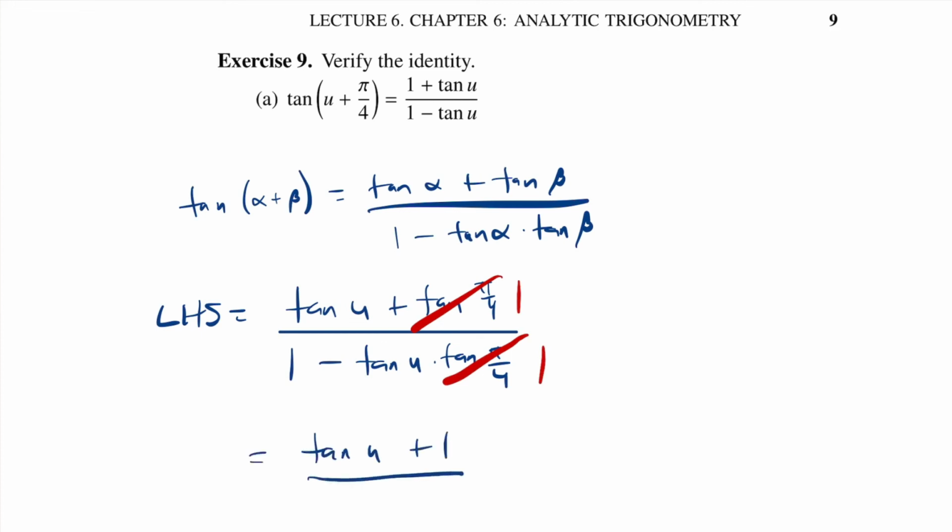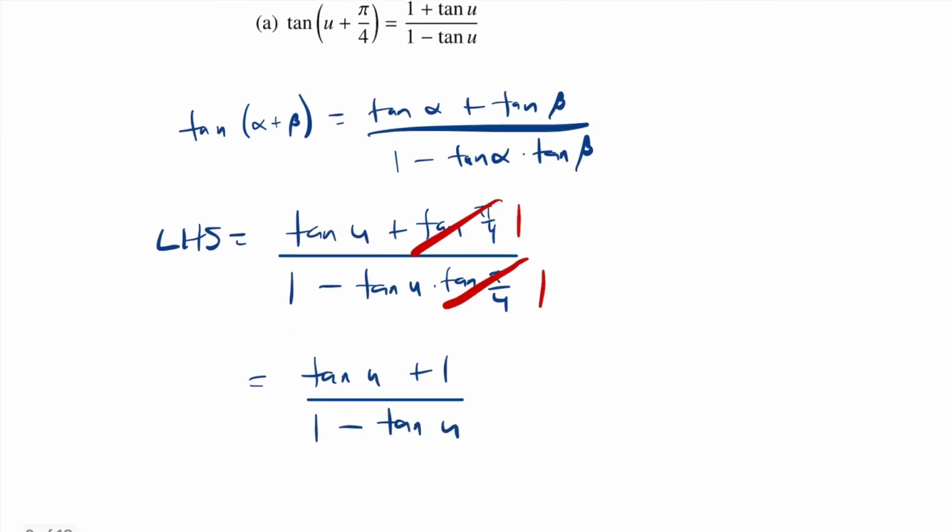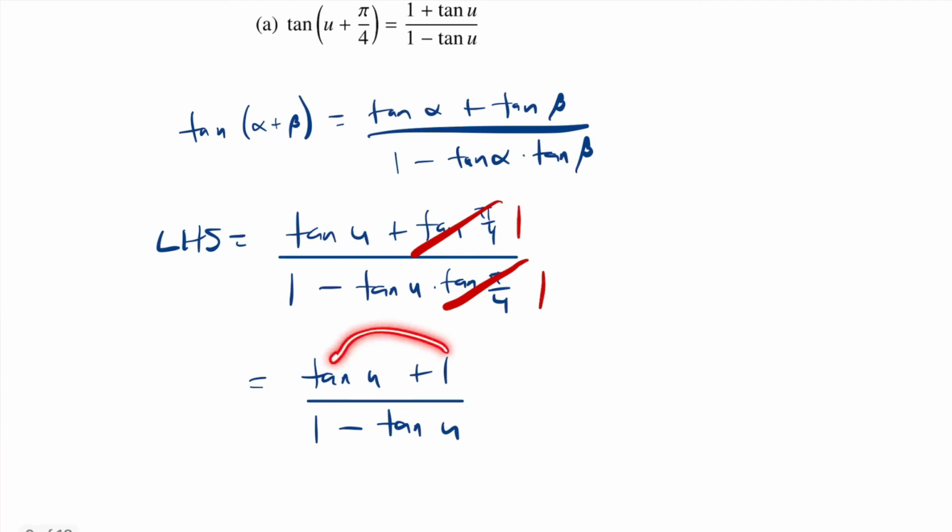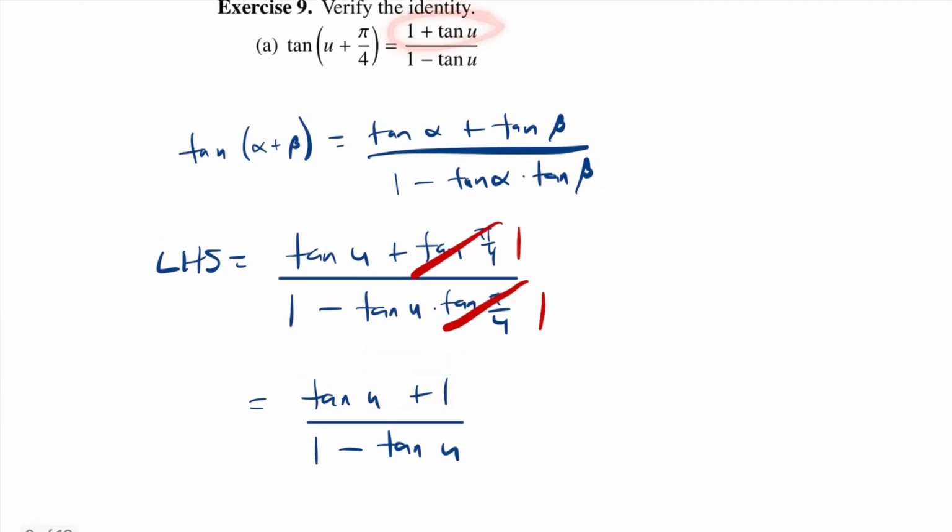All right, the last problem involves the sum and difference formula. So let's write out the sum formula first. So left-hand side, the sum formula for that will be sine u cosine v plus cosine u sine v.